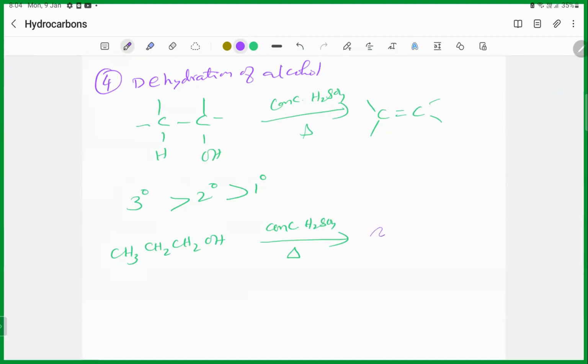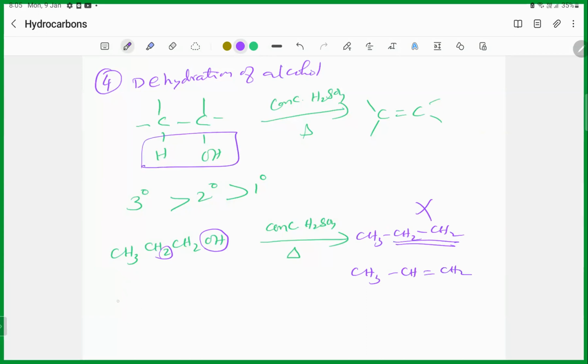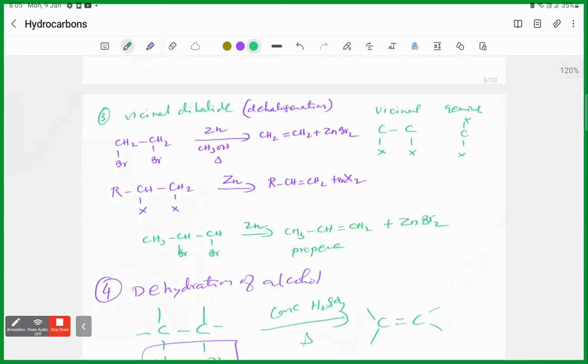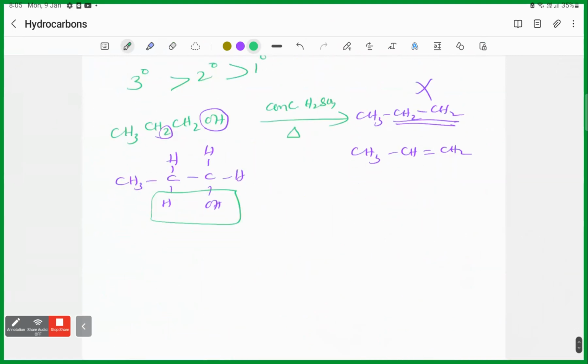If it is wrong also, no problem. We will just get CH3CH2CH2, sir, like this. Oh, this carbon valence is not filled. No, look here. There is hydroxyl and one of the hydrogens. When they go, it will give CH3 CH double bond CH2. That's all. So this is the mechanism. Same way you can write CH3 CH, C OH, H. When you remove this, it will create a double bond. Clear? Is it okay? Clear, sir. So dehydration of alcohol also leads to product formation.